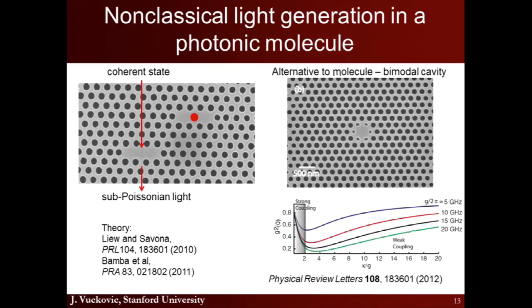As an alternative to this, we can also use a bimodal cavity instead of a photonic molecule, where we have a single cavity with two doubly degenerate modes, and a quantum dot equally coupled to both modes. It's a very similar configuration. It's a little bit simpler to perform the experiment on because we can select the two modes based on the polarization. And again, we expect to see strong anti-bunching as shown at the bottom. We're working on that at the moment.